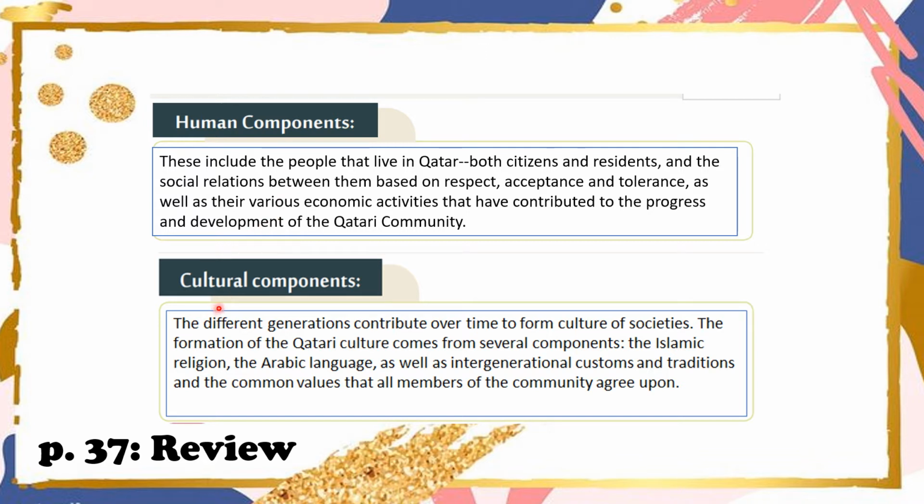Now, for cultural components, we have different generations that contribute over time to form the culture of society. So these are our ancestors and forefathers that have passed down literature, customs and traditions, and other practices to us, people in the present. And the formation of the Qatari culture comes from several components or parts. We have the Islamic religion, which is the state religion of Qatar, the Arabic language, the official language of the Quran, and also of the government institutions in the country, and intergenerational customs and traditions, meaning the different practices and common values or behaviors that all members of the community agree upon.